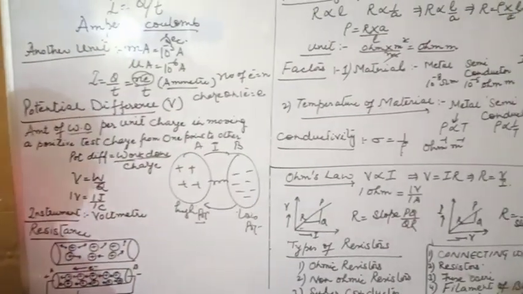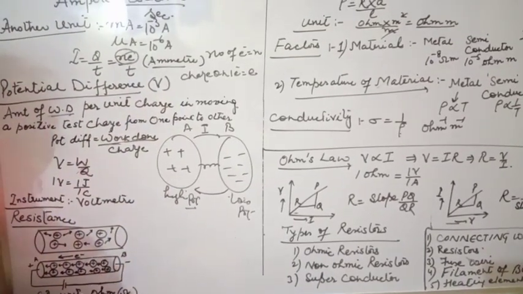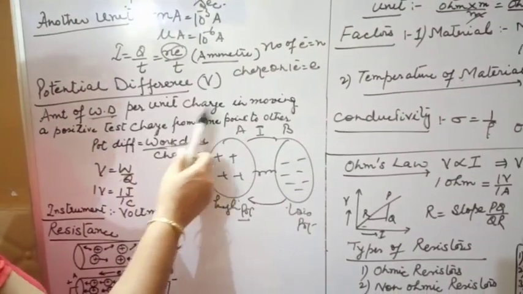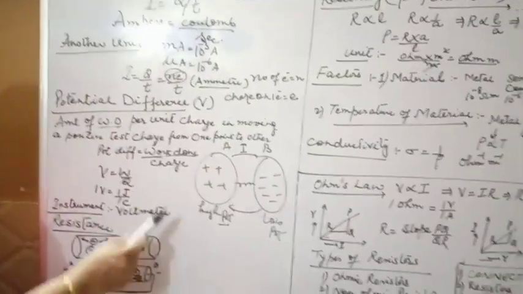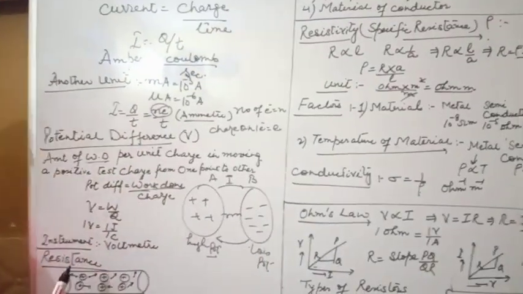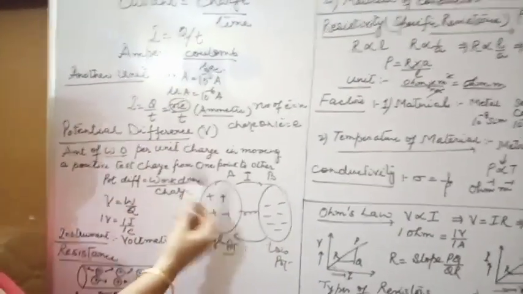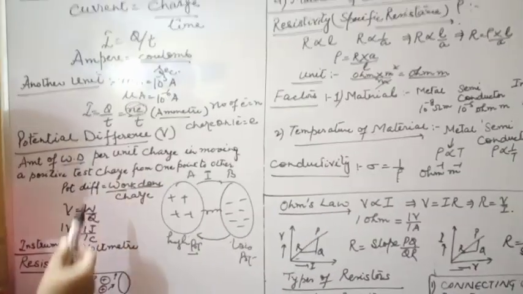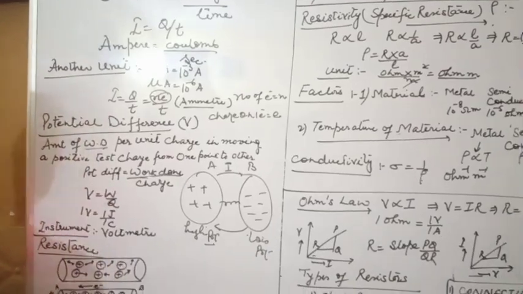But it's not an easy task. For that we have to do some work. So that amount of work done we will consider in the form of potential difference. So this is the amount of work done per unit charge in moving a positive test charge from one point to the another point. So here in my example, A is 1 point, B is the second point. So here if one positive charge move from A to B, for that some work has to be done. So in this way, potential difference formula, work done upon charge.